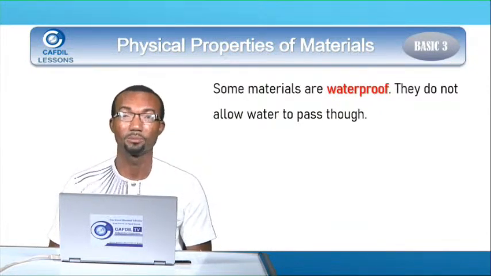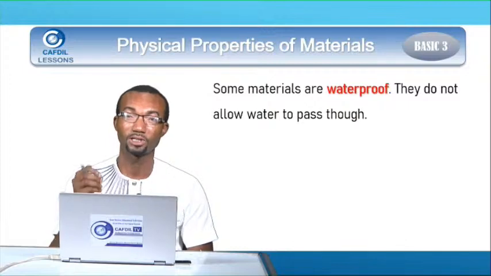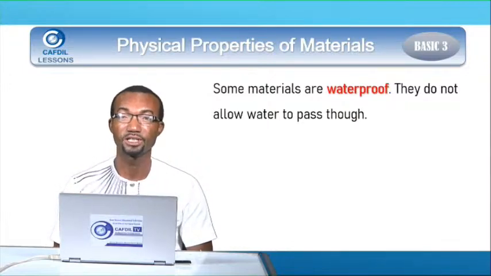So if you go and buy sachet water, you can see that the water does not pass through the rubber because that rubber is waterproof. If you pour water inside the cup, you see that it doesn't come out because that cup is what? Waterproof. So some materials are waterproof. They do not allow water to pass through.